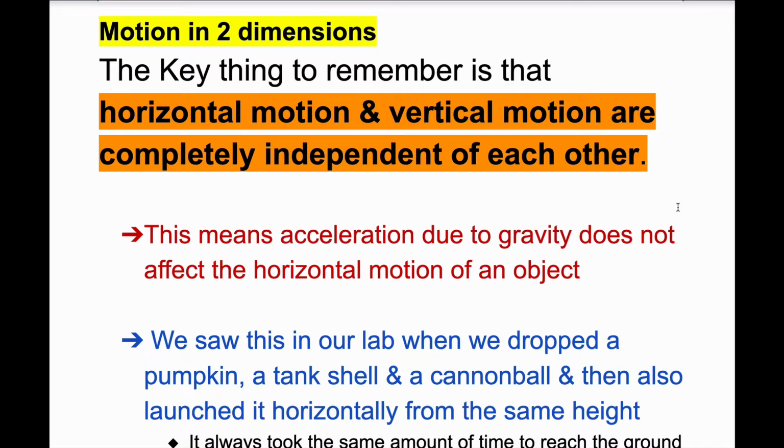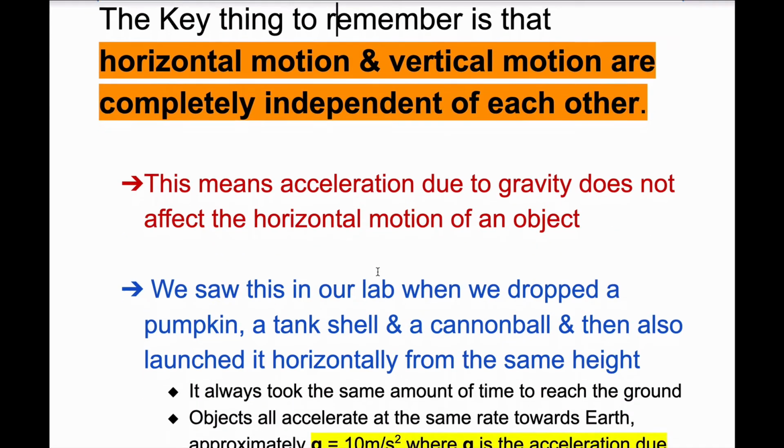Okay, this is our lesson on two-dimensional motion, and the key thing here is that horizontal motion and vertical motion are completely independent of each other. What does that mean? Think back to our lab as we did this. This means that the acceleration due to gravity doesn't affect the horizontal motion of an object. And the opposite is true. The horizontal motion of an object doesn't affect the acceleration due to gravity.